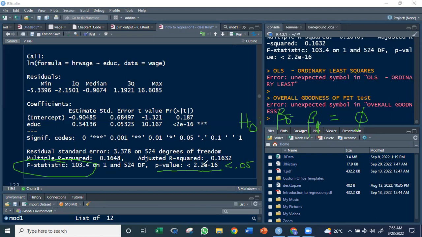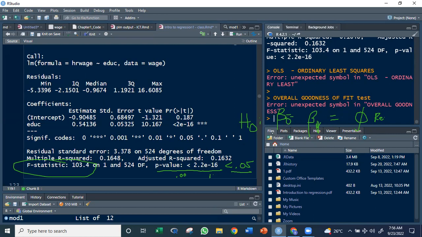This one is actually 0.000, 15 zeros and then 16. So you have 15 zeros there, and it's much less than 0.05. Therefore, our inference is that we reject this null hypothesis. We reject that beta null is equal to beta 1 is equal to 0.